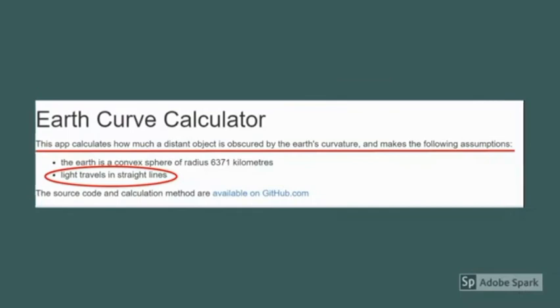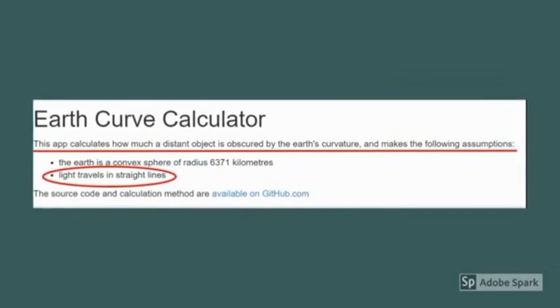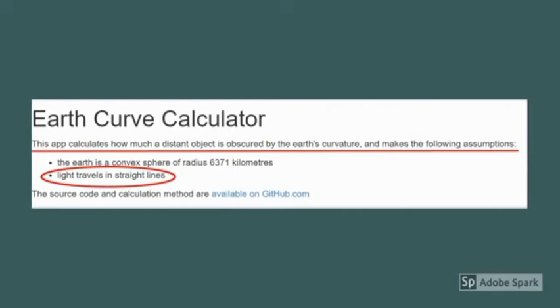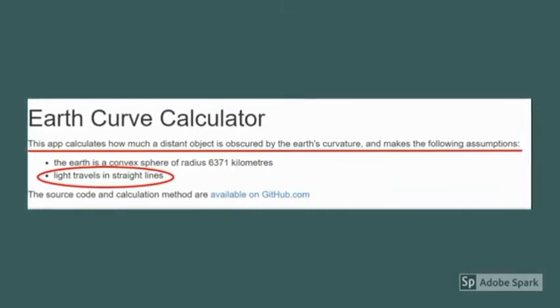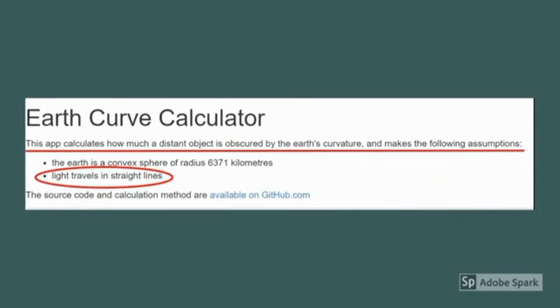I like how you say light cannot travel in straight lines. I mean, maybe it would if there was no atmosphere, but the Earth is full of atmosphere. So I can definitely see what you've got going on here. I think we've debunked the Earth curve calculator. Put a fork in it. It's done. Thus perished the Earth curvature calculator.